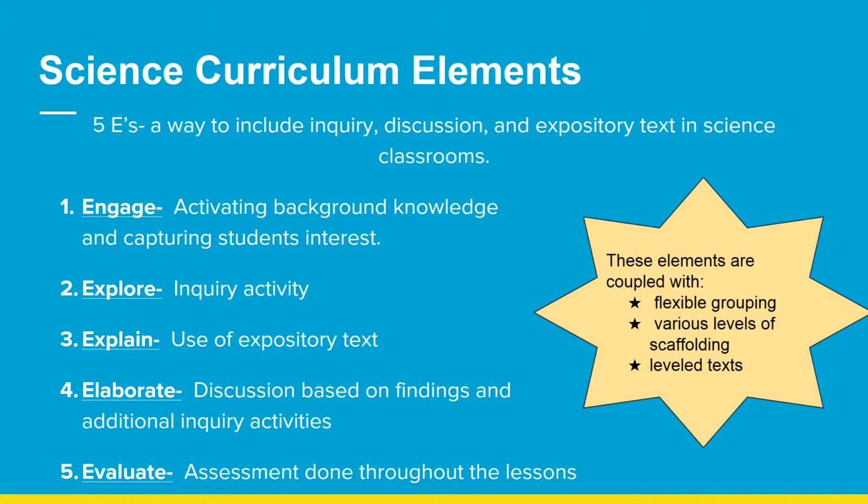In the elaborate phase, students discussed and shared their findings from the reading with the whole class. The groups also completed another inquiry activity or experiment that applied their new understandings. The teacher evaluates student progress during the lessons as well as after the unit. Using these 5 elements in a science classroom can be useful when trying to help students become scientifically literate.